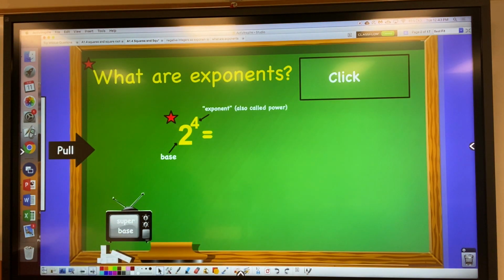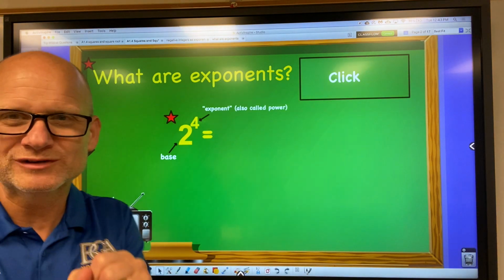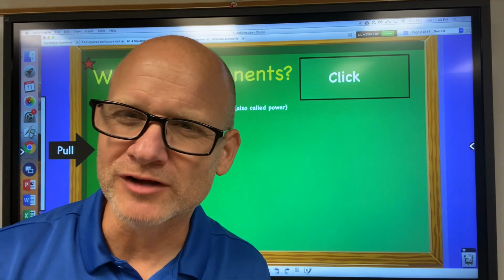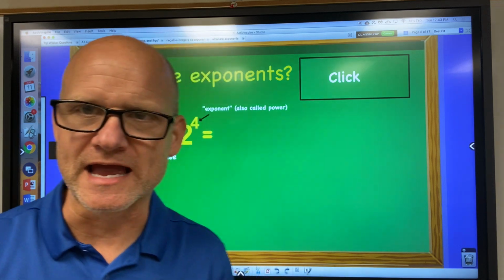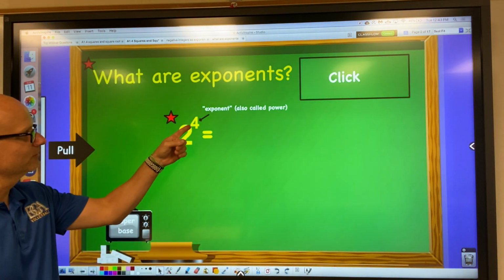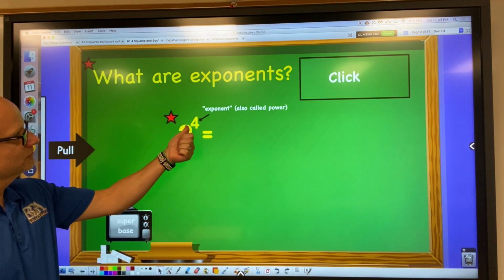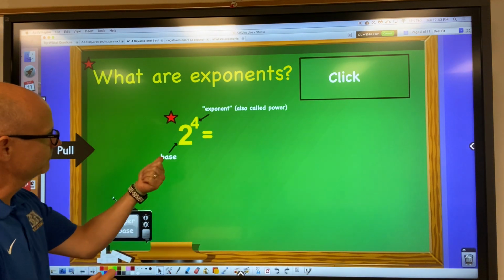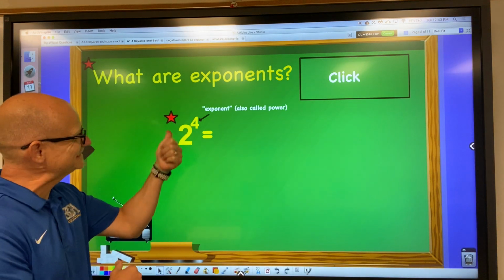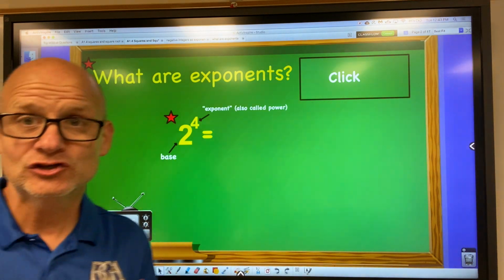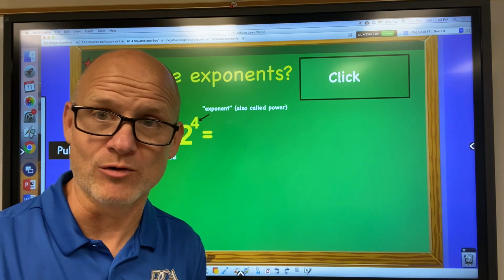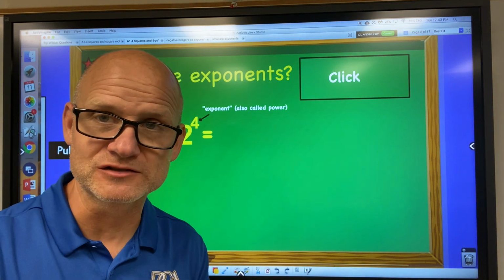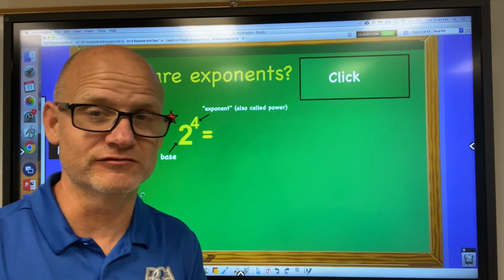So what are exponents? You probably know an exponent is that little number above a bigger number. This little number is called the exponent, or it's also called the power, and this is your base, 2. A lot of people, when they see this, say 2 to the 4th power, but that 4 is your exponent. But you usually hear it as 2 to the 4th power.